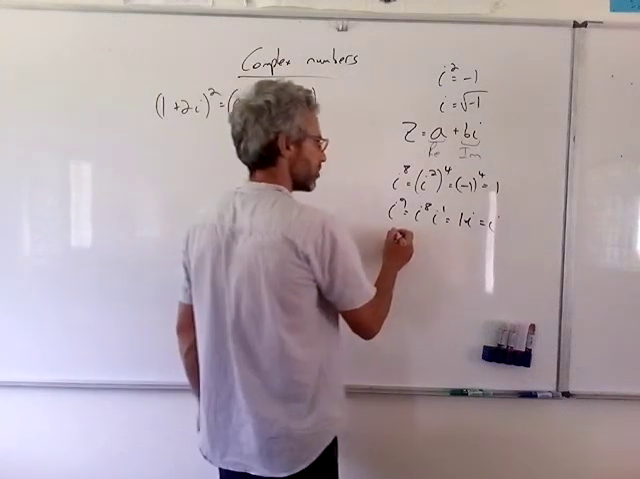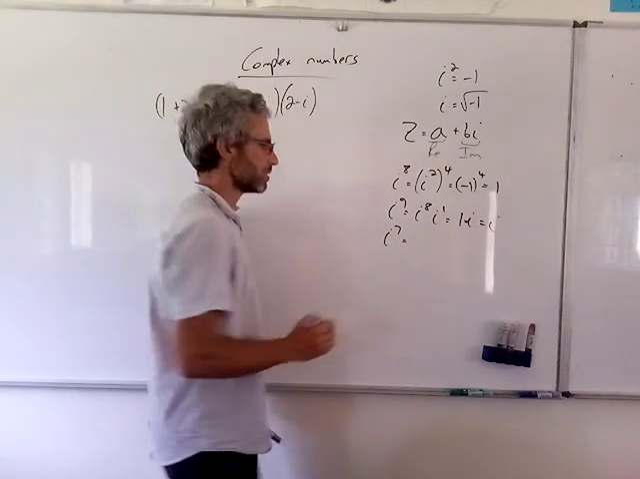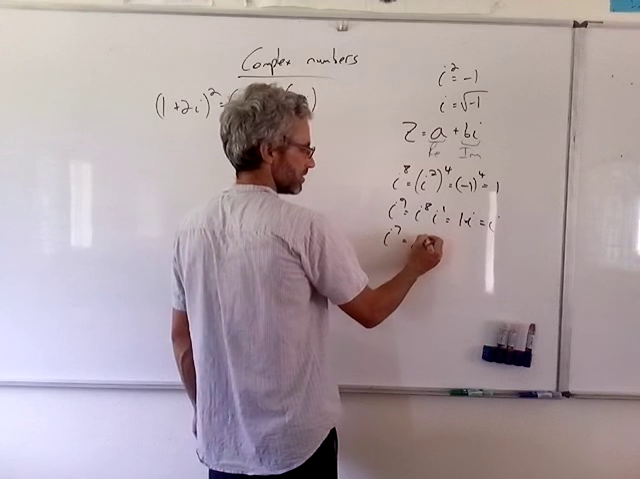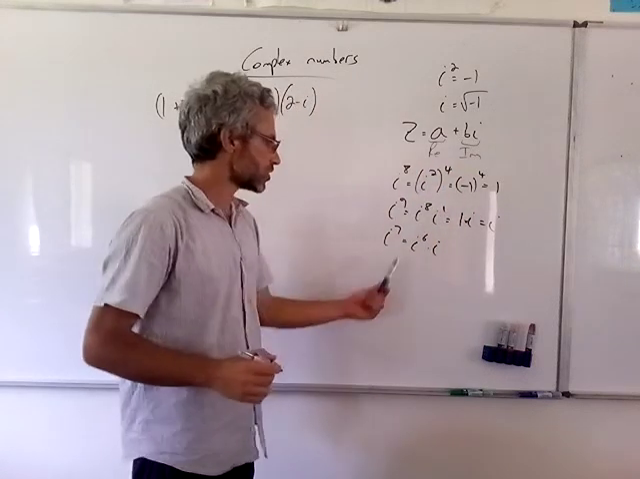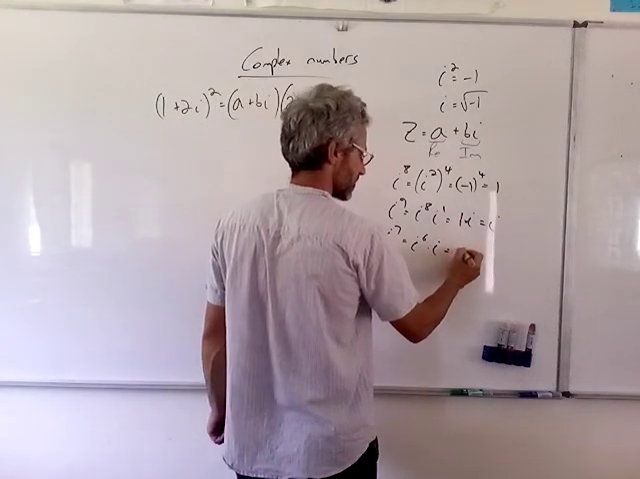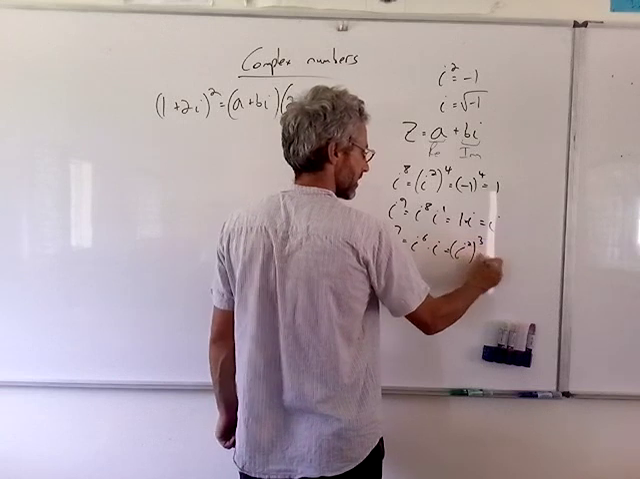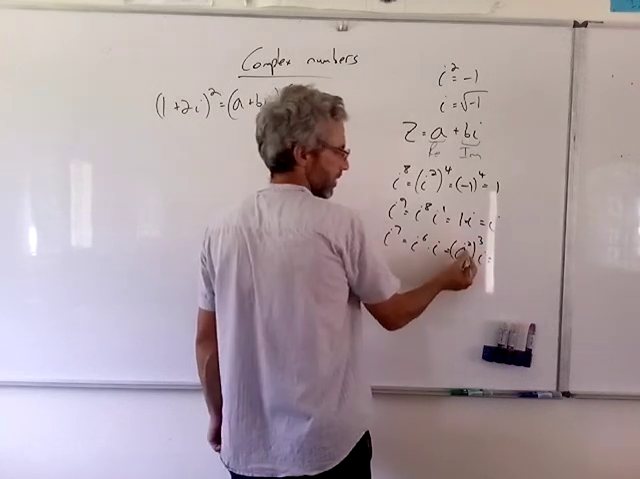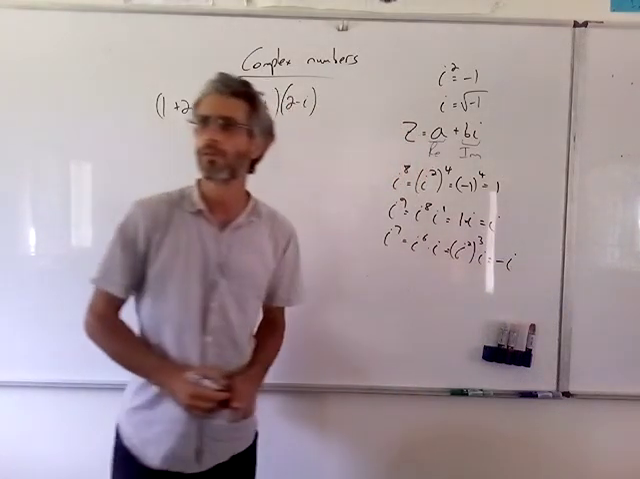Let's try i to the power of 7. Let's just do one more. It will be i to the power of 6 times i. So we just need to figure out i to the power of 6. i to the power of 6 will be i squared to the power of 3 times i. i squared is minus 1, to the power of 3, so the answer will be minus i.